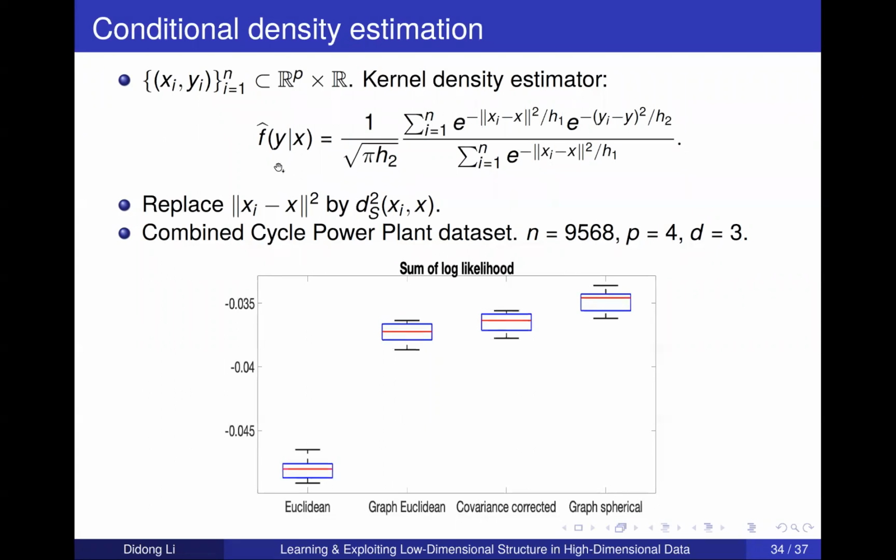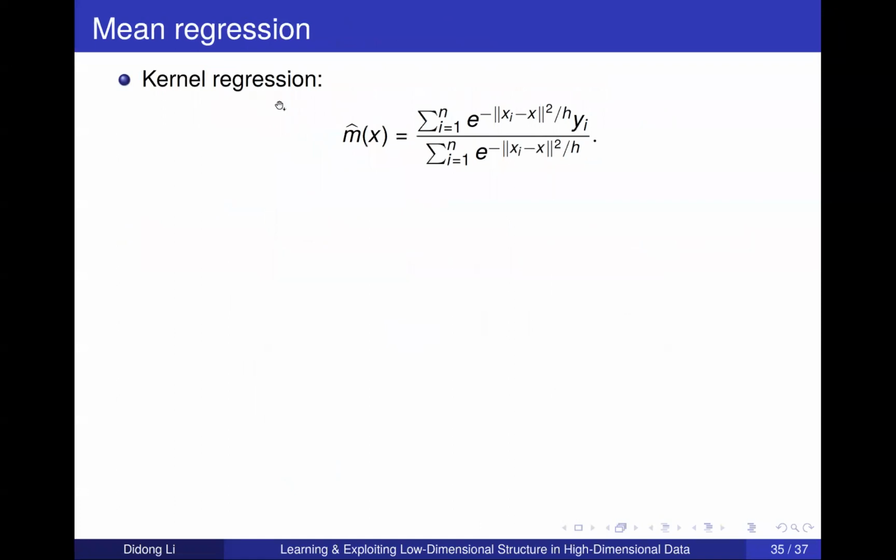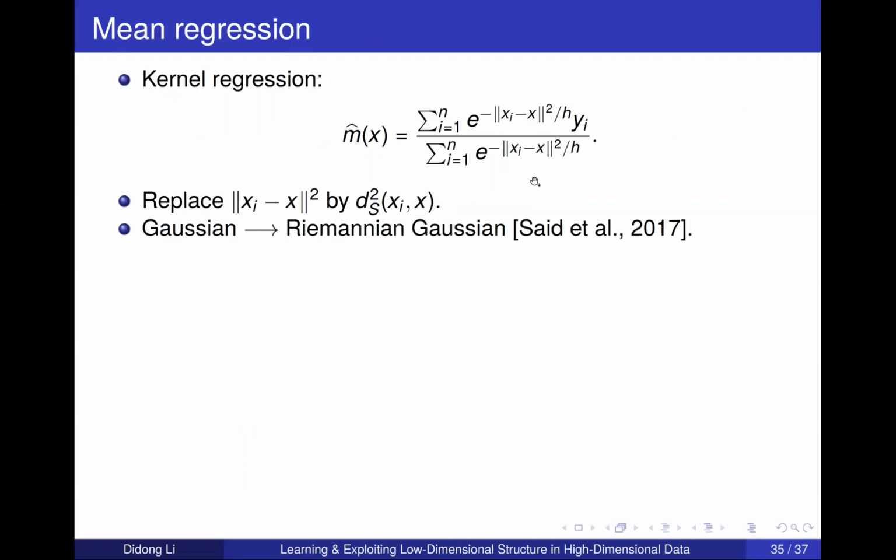And similarly, if you don't want this conditional density, and you just want some point estimator of Y, we can do some mean regression. That means we can take the expectation with respect to Y of the right-hand side. So you have this kernel regression or mean regression. Given X, the point estimator of Y is given by this formula. Still, there's a Gaussian kernel involving a Euclidean distance. We can replace the Euclidean distance by spherical distance. And actually, this is replacing the Gaussian kernel by the so-called Riemannian Gaussian kernel, which was proposed by this beautiful paper in 2017.